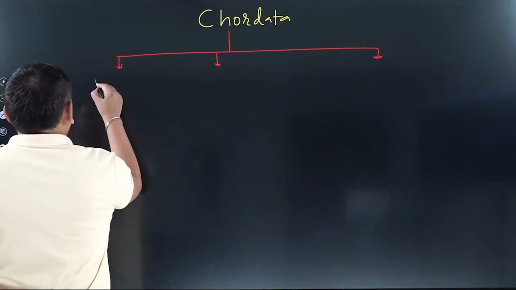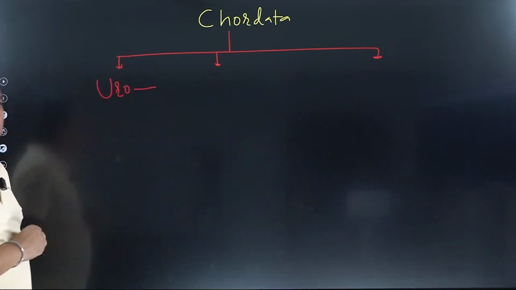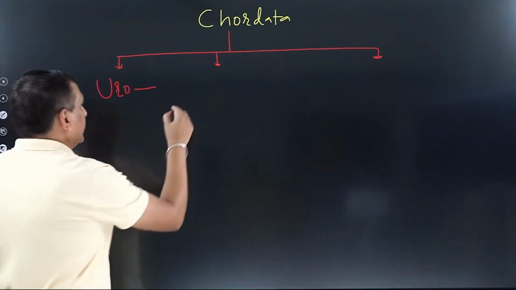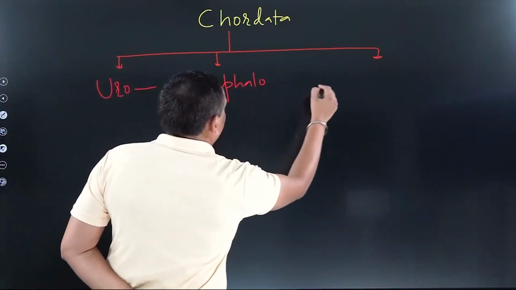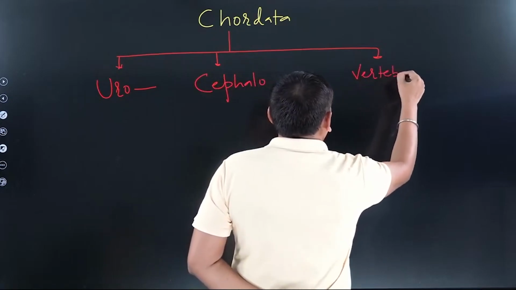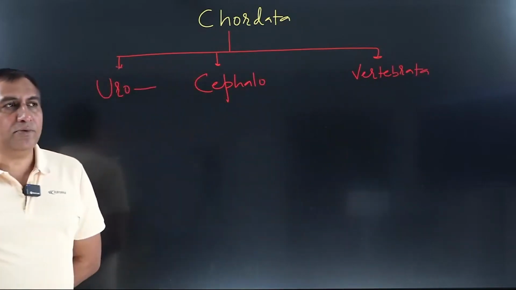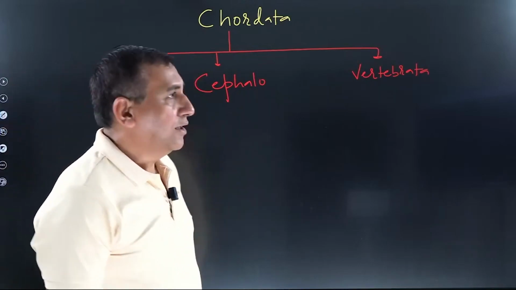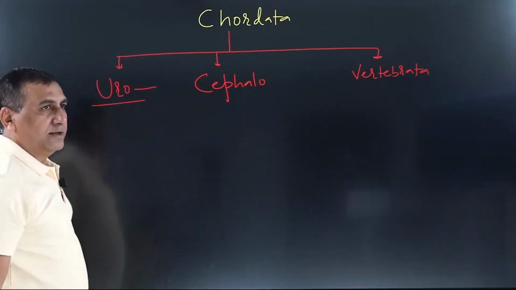I will say one by one about all. First one, that is the Urochordata. Second one, that is the Cephalochordata. And what is the third one? That is the Vertebrata. So these are the 3 subphylum of phylum Chordata.